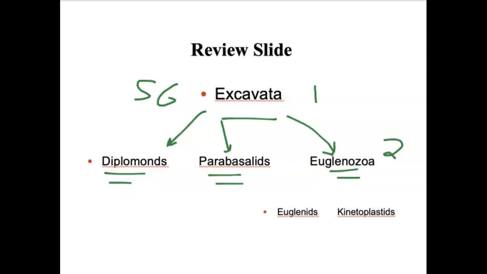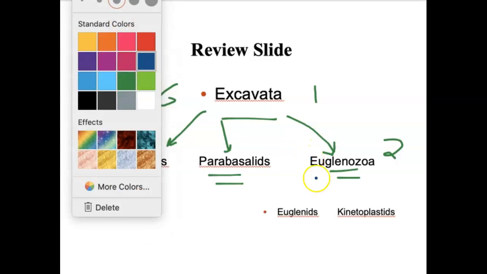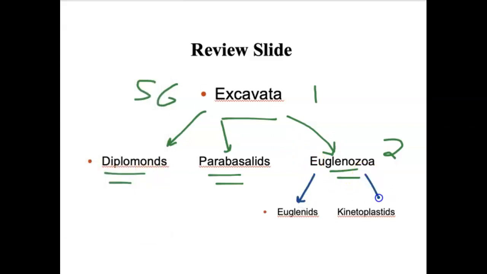Once you're in Euglenozoa, you have 2 options. You go to Euglenids, Kinetoplastids. What are the key features for Euglenids, Kinetoplastids? So can you fill this out without using your notes? This is a great, notice a big hint here, this is a great review for the quiz, for the exam. Can you do this without your notes? If you can't, go look it up. But this is a great practice slide as you guys get ready for the Protist exam.